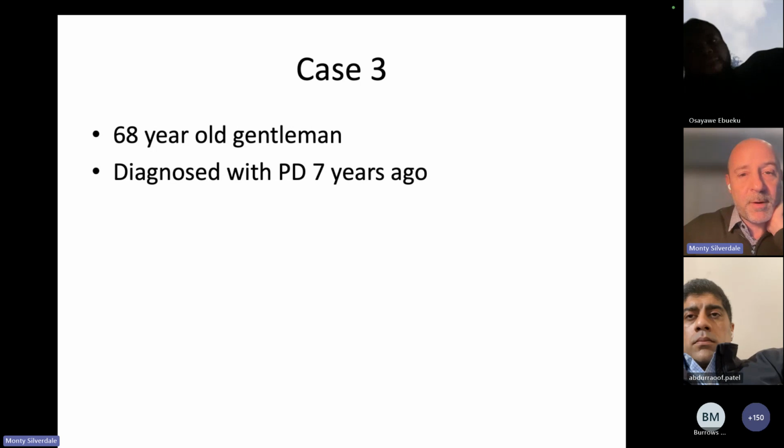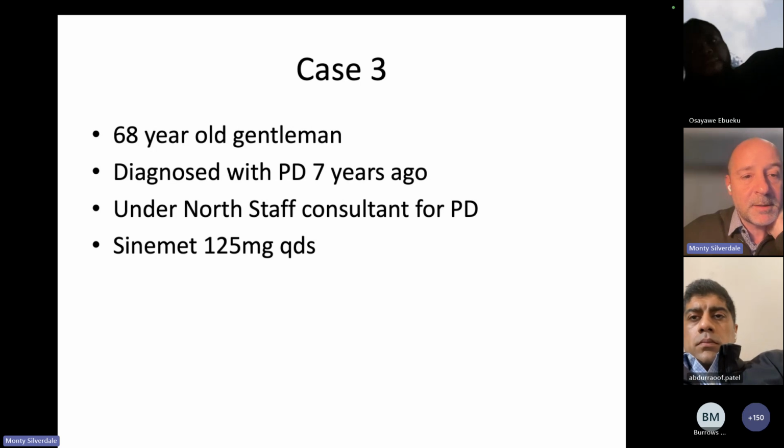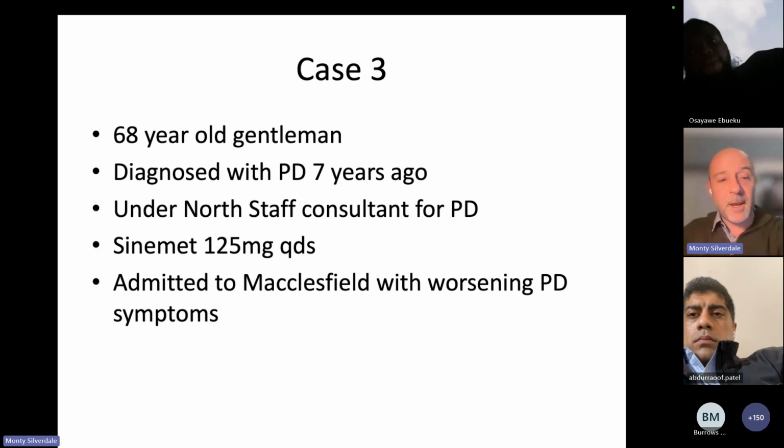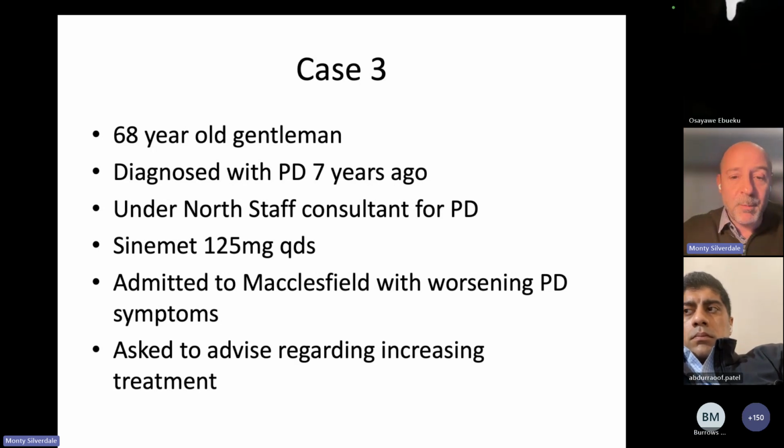A 68-year-old chap diagnosed with Parkinson's 7 years ago. I saw him in Macclesfield. He's under a consultant in North Staffs for Parkinson's. He's on Sinemet 125 milligrams 4 times per day. He was admitted to Macclesfield with worsening Parkinson's symptoms. And then basically the referral said, please can you advise, he's having falls, he's under-treated. Please can you advise regarding how best to increase his treatment? So here's a video of him.